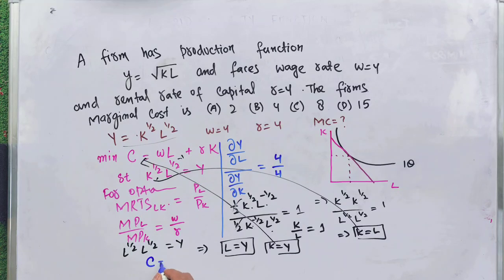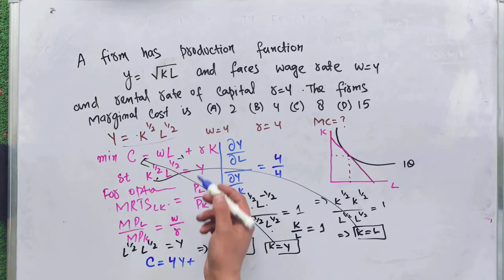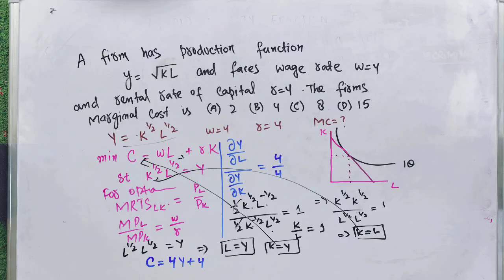So our total cost will be equal to, the wage rate is 4, the value of L we got is equal to y, plus the rental rate of capital is 4 and k is also y, which implies our total cost will be equal to 4y plus 4y, which is 8y. This is our total cost function.